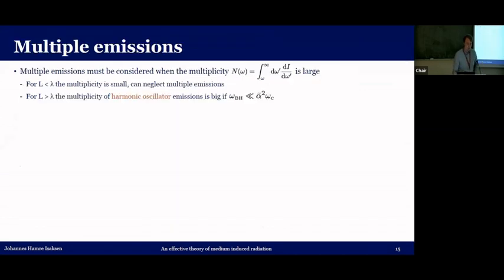In the last part of my talk, I'm just going to talk about multiple emissions. If you integrate over this emission spectrum and the multiplicity is large, then you have to take into account that you can have multiple emissions. But for small media, this multiplicity is small, so you don't need to take into account multiple emissions. However, for big media, if you do the maths, you can see that the multiplicity of the harmonic oscillator emissions gets big here. So here you have to take into account many harmonic oscillator emissions.